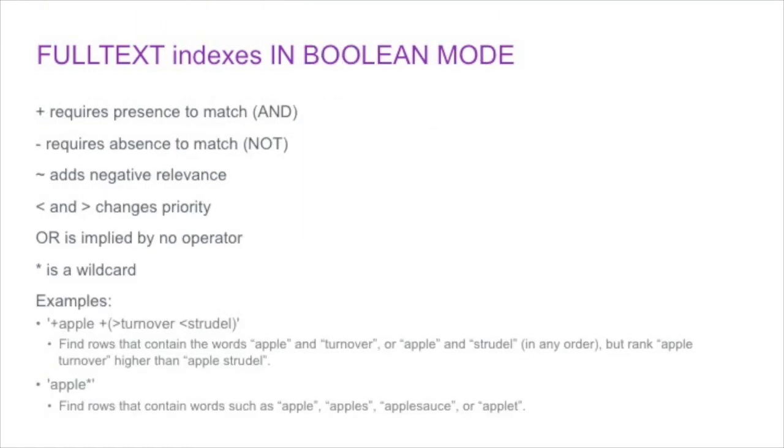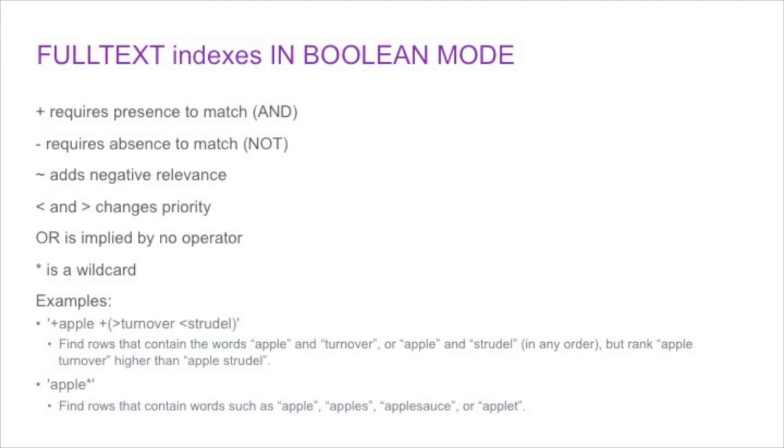Full text indexes in Boolean mode. So this gives you Boolean expressions like plus and minus. So plus is AND, minus means it can't appear. Tilde will add a negative relevance, meaning that if it appears, it's like, oh, I don't really want those, but maybe show it to me anyway, but with lower preference. Whereas less than and greater than change the priority. So what's the difference between tilde and less than? Less than is just less important, whereas tilde is like, no, you get negative points.